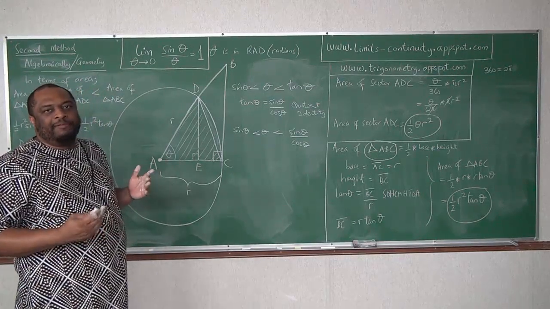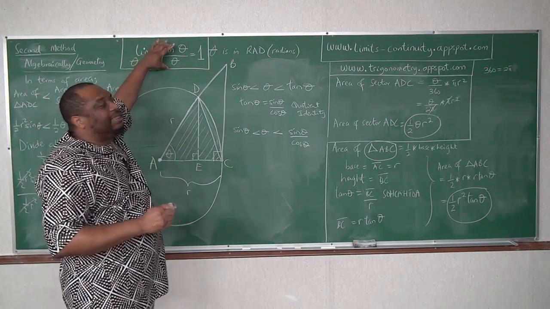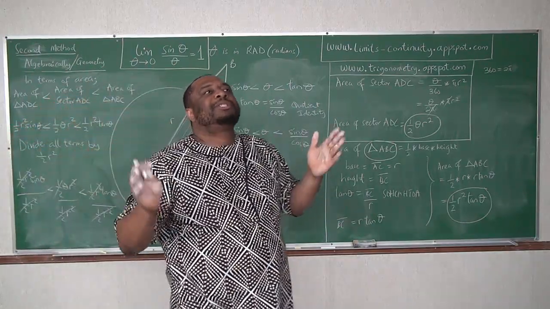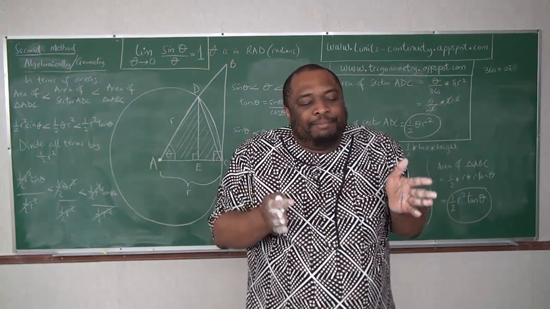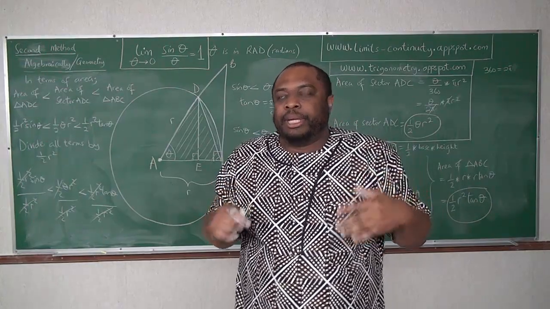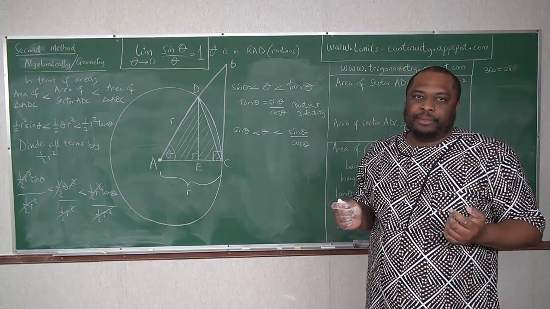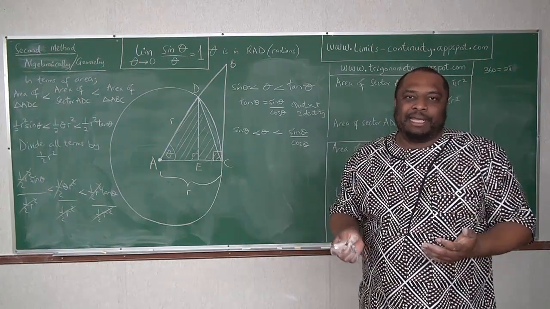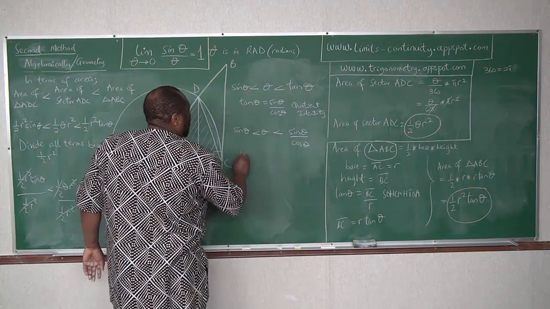multiply everybody by 1 over sine theta. Now we want to put this sine theta over theta in the middle. That's what we want to do. We want to see if it's in between some bounds. Okay, so that's our goal. So now divide everybody by sine theta, or just multiply everybody by 1 over sine theta.